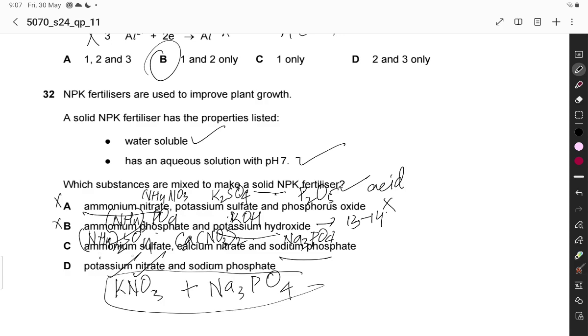Ammonium sulfate is also a salt, but this is an acidic salt, so that's why this is not correct. And both of these are salts, and in NPK, nitrogen is present, potassium is present, and phosphorus is present, both NPK fertilizers. So D option is correct.